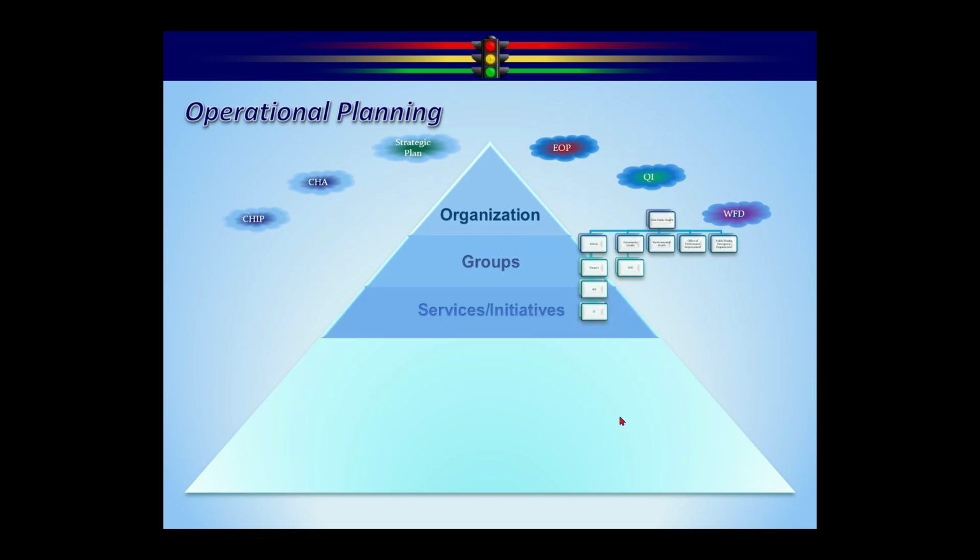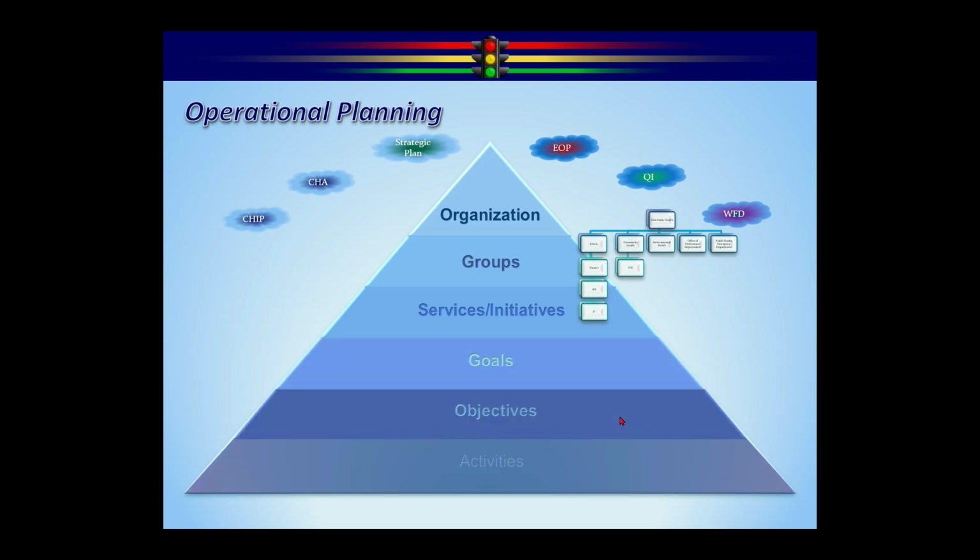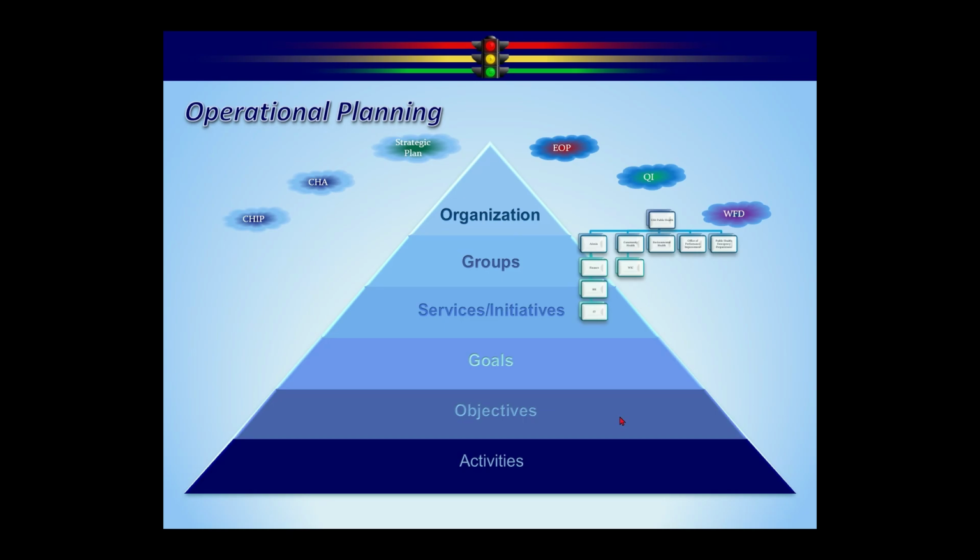Each group has its own set of services or initiatives. Services being the ongoing things that you do. Again, I use the example of WIC as an ongoing service provided by public health. Initiatives are those future programs you're trying to roll into, things that you're trying to create and do with public health. Each of those has a set of high-level goals. Each high-level goal, a set of SMART objectives. Each SMART objective, a set of activities.